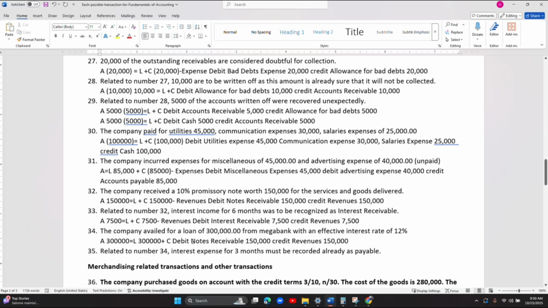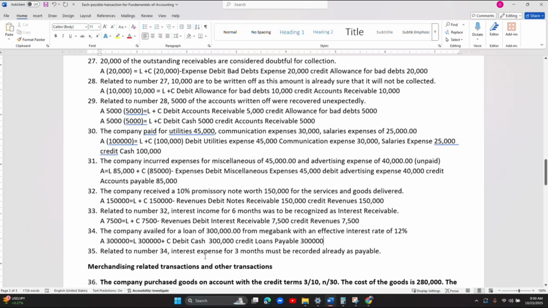So what is the entry? Of course, debit cash 300,000. And of course, the credit is loans payable, 300,000. And that's it. How about this rate, sir? Again, interest expense will just be talked about if there is already passage of time and you have to recognize already interest expense. And actually, that is the subject for number 35.